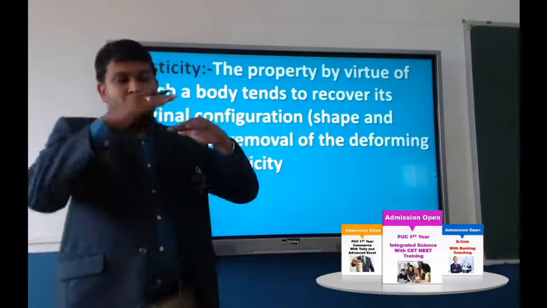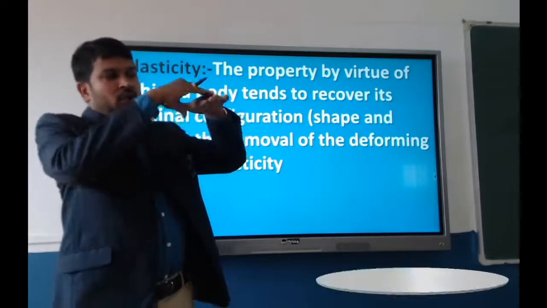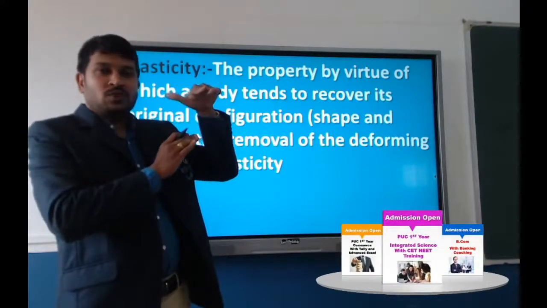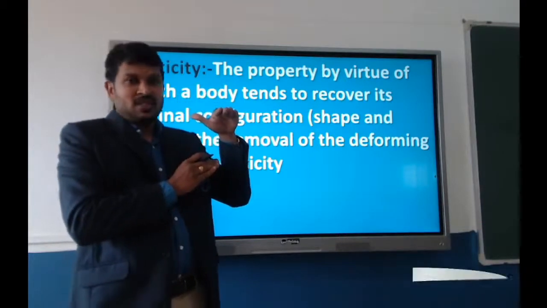Because by applying force, it deforms. Assume this is the bridge. If you apply the force, it bends. Again, when the vehicle moves, it comes back to its original position. That's why steel has the highest elastic property. Yes or no? Okay.